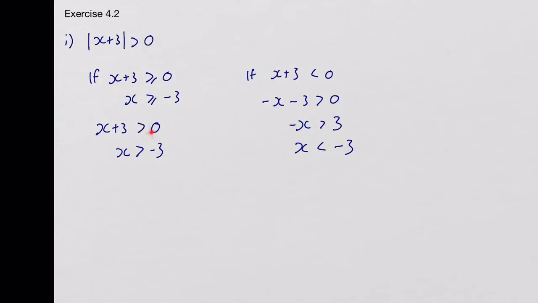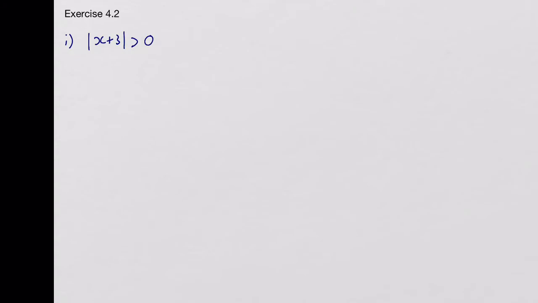So if you compare these two solutions, this one is saying that x is everything greater than negative 3. This one's saying x is everything less than negative 3. So basically, any number is a solution except negative 3. So the way that we would write that is that x is an element of real numbers, but x cannot equal negative 3. Okay, but to revisit this example, we are told that there is a shortcut.